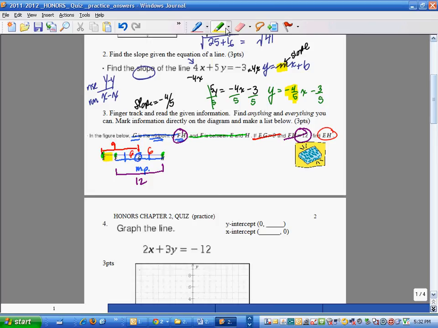So here's my list. I know EF is 3, F to G is 6, G to H is 6, and then what we were actually looking for, E to H, is going to be 3 plus 6 plus 6. Be careful with that 9 there. That's an overlap, so you need to be careful. EH is actually 3 plus 6 plus 6, so of course that is 15.